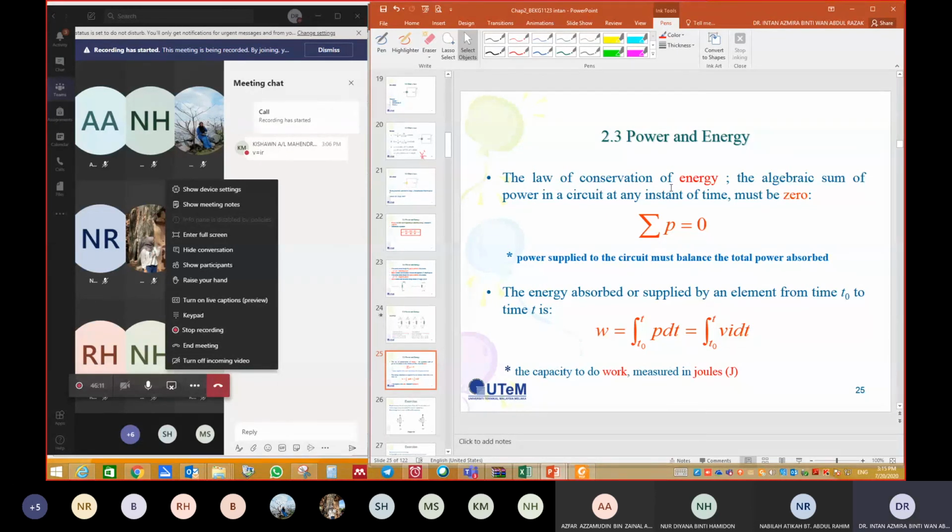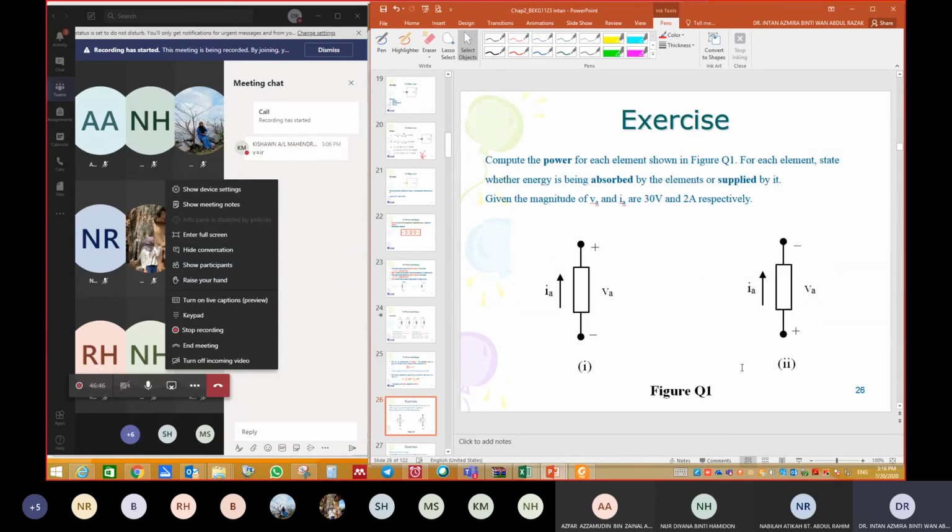The law of conservation of energy: the algebraic sum of power in a circuit at any instant of time must be 0, meaning the summation of power in a circuit is equal to 0. This follows the law of conservation of energy. So the power supplied to the circuit must balance the total power absorbed. The total power supplied must be equal to the total power absorbed.